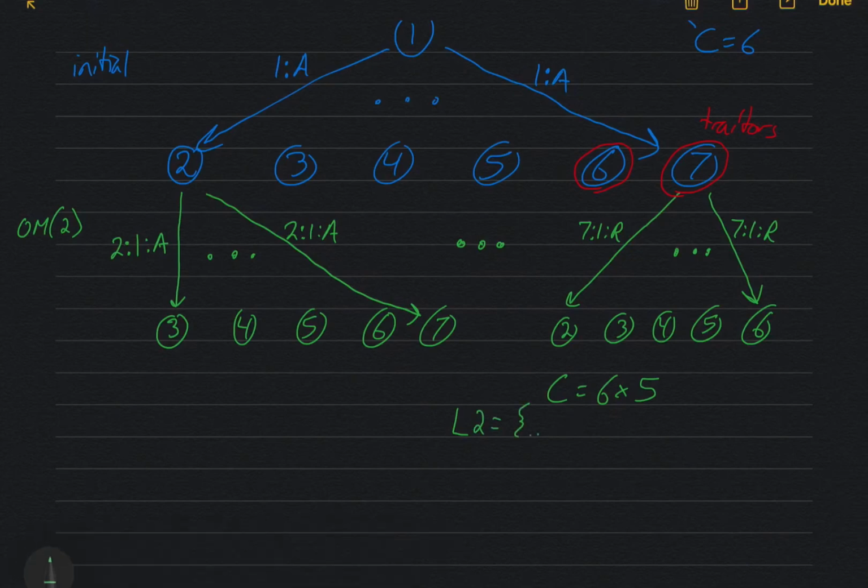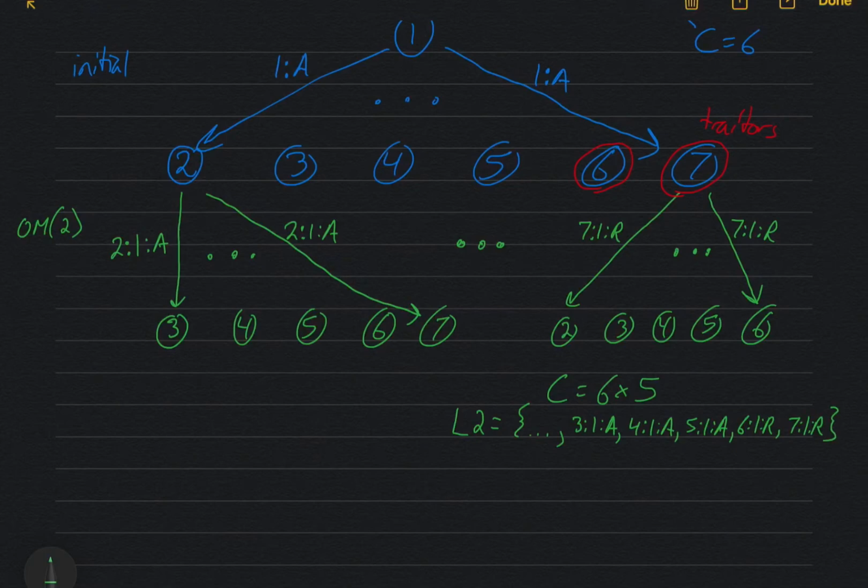So Lieutenant 2 did not send itself a message, but it heard from Lieutenant 3 what Lieutenant 3 says that General 1 said, which is to attack, and will receive 4, 1A, 5, 1A. And remember, 6 and 7 are the traitors, so 6 will say that 1 told it to retreat, and likewise with 7.